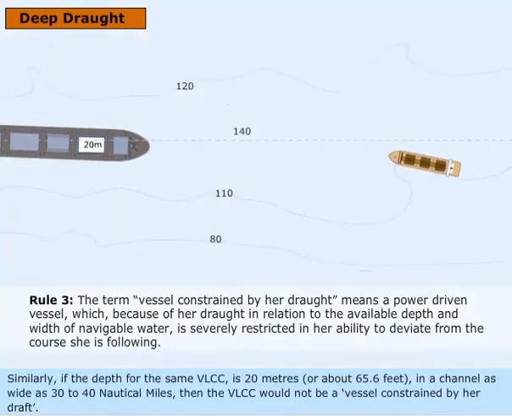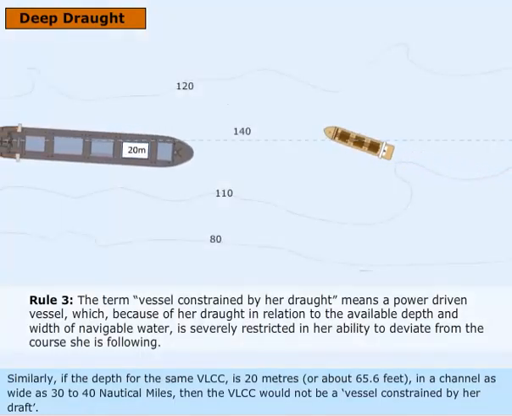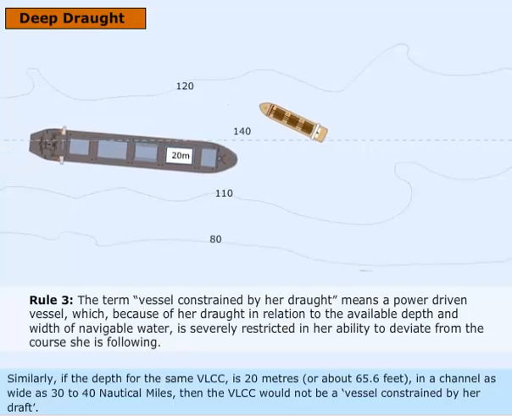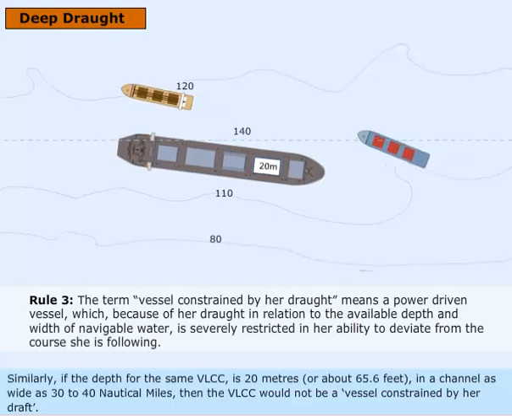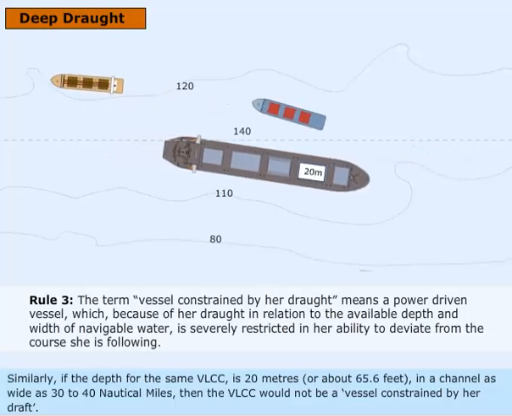Similarly, if the depth of the same VLCC is 20 meters, or about 65.6 feet, in a channel as wide as 30 to 40 nautical miles, then the VLCC would not be a vessel constrained by her draft.